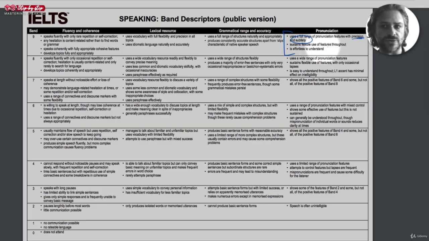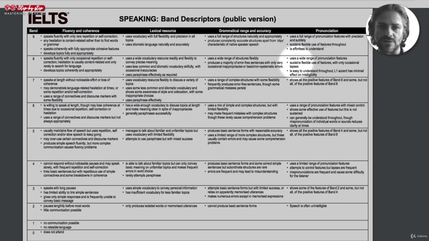Uses flexible language throughout, so a use of features throughout. So again, all those things that I was speaking about, the connected speech and weak forms, it's used throughout the exam. And effortless to understand. At no stage do I have to think, okay, what was he saying there? I need to think in an Indian accent, or I need to think in a Russian accent. What are they actually saying? It's never a situation for me there. Okay, so that's the band descriptors.